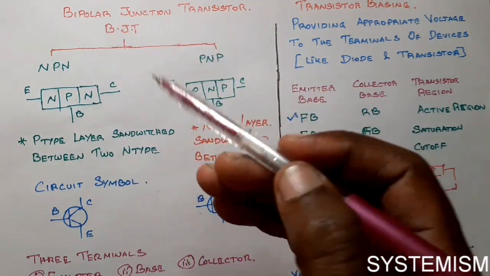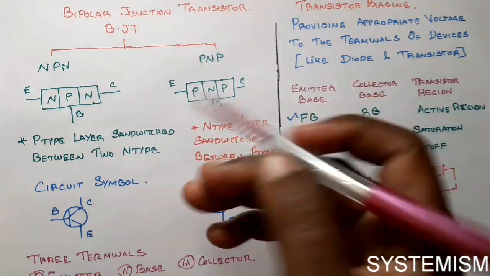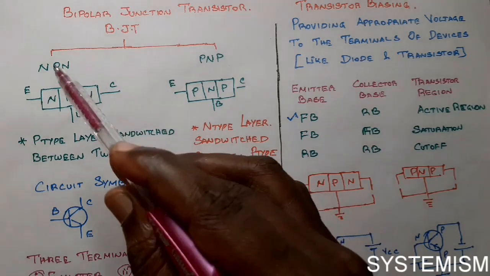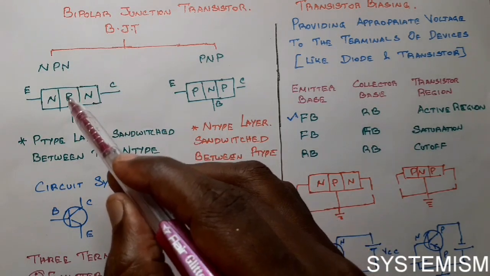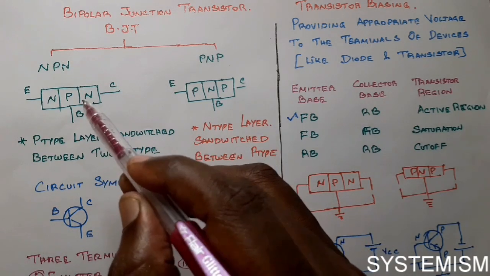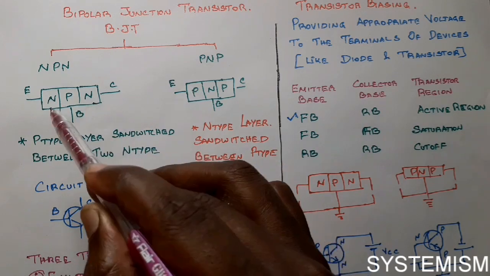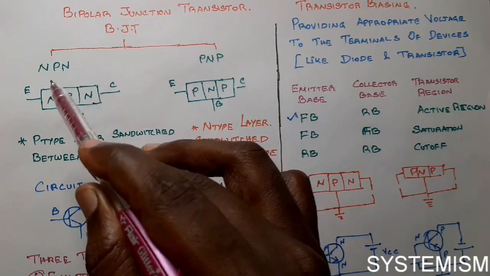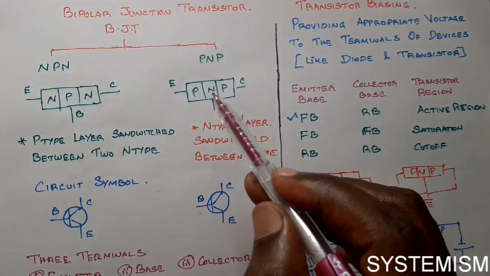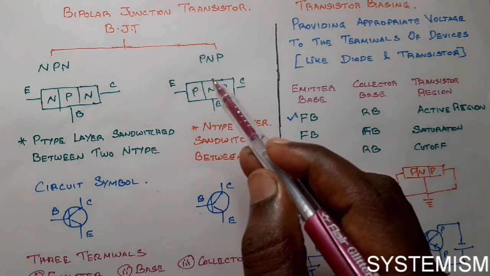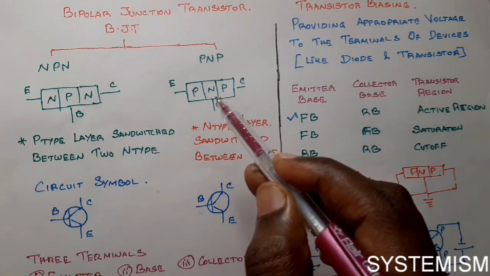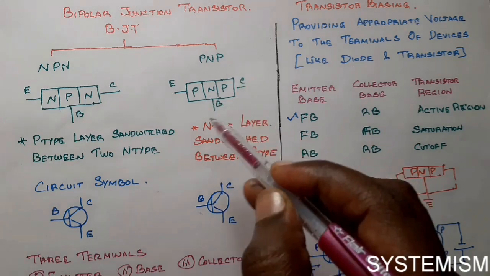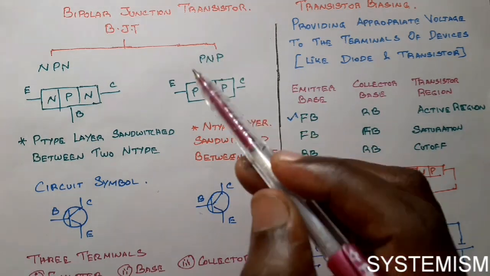Okay, what are the types of BJT? What are the types available? NPN and PNP transistor. How is NPN created? NPN means we take a p-type semiconductor and sandwich it in between two n-type layers. That is how we create an NPN transistor. How is a PNP transistor created? We take an n-type semiconductor and sandwich it between two p-type semiconductors. This is how we create a PNP transistor.